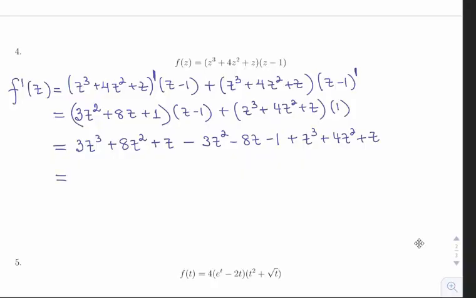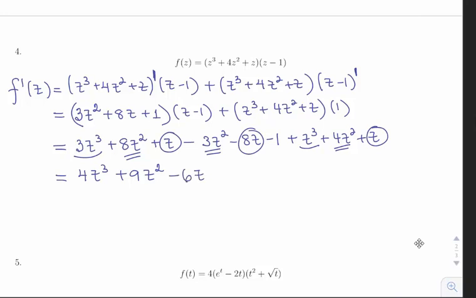Let's see, cubic term, that's 4z cubed. Quadratic, let's see if this is done. Okay, what's quadratic? 8, negative 3, and 4. And what does it give us? 9, right? So plus 9z squared. Okay, linear term. Okay, that gives us negative 6. And the constant is negative 1. Okay, let's take a look. 4z cubed plus 9z squared minus 6z minus 1.